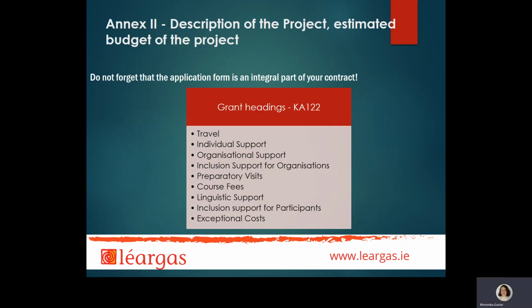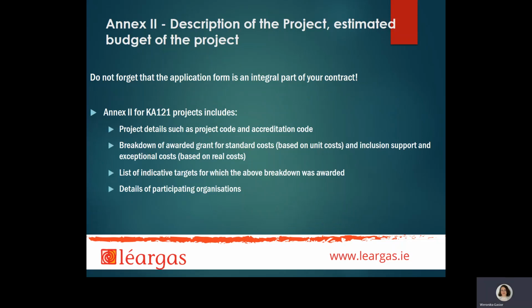Annex 2 for Key Action 122 projects includes description of the project by referencing original application, and it also provides a breakdown of your awarded grant as well as details of the beneficiary. Annex 2 for Key Action 121 projects is structured slightly differently. It includes the following information: project details such as a project code and accreditation code, breakdown of awarded grant for standard costs, which are based on unit cost, and inclusion support and exceptional costs, which are both based on real costs. It also includes a list of indicative targets for which the above breakdown was awarded and details of participating organizations.